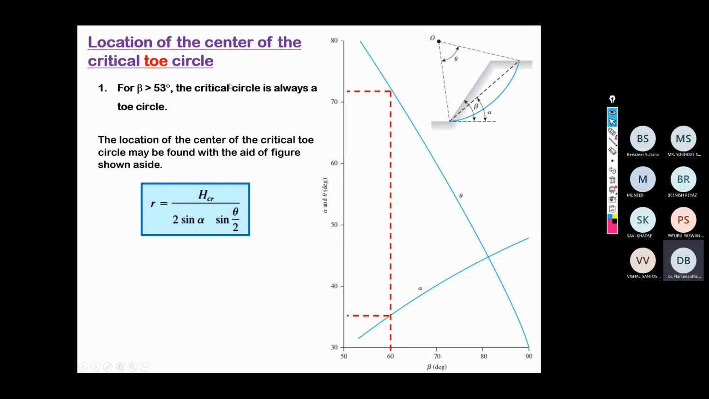Again, when we state that the failure is in the toe failure mode, it is obvious that beta is greater than 53 degrees, as we understood from the previous class.